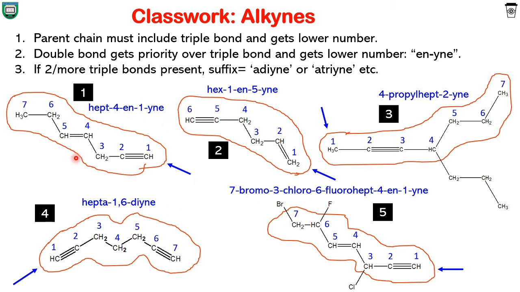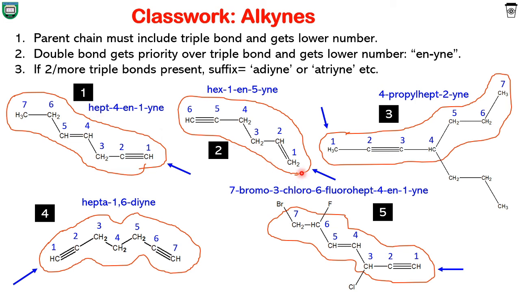Okay, so let's name all the molecules one more time. So first molecule we are numbering from right to left for the functional group to get less number. So hept for 7 carbon atoms. Fourth position we have ene, so we omitted the second E, and first position we have yne. So this molecule's name becomes hept-4-en-1-yne.